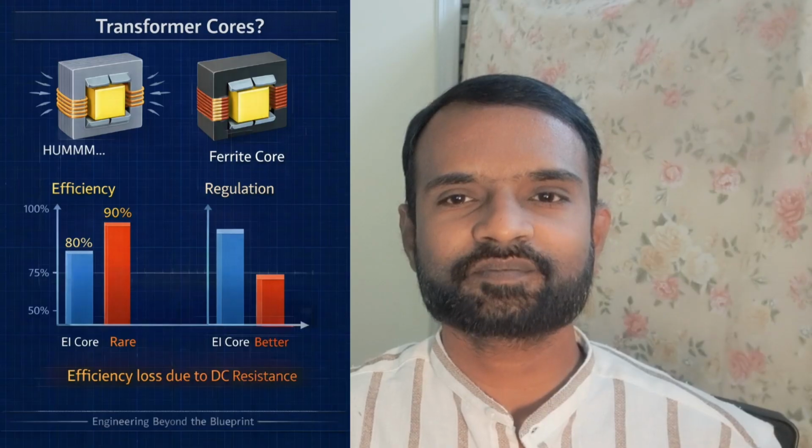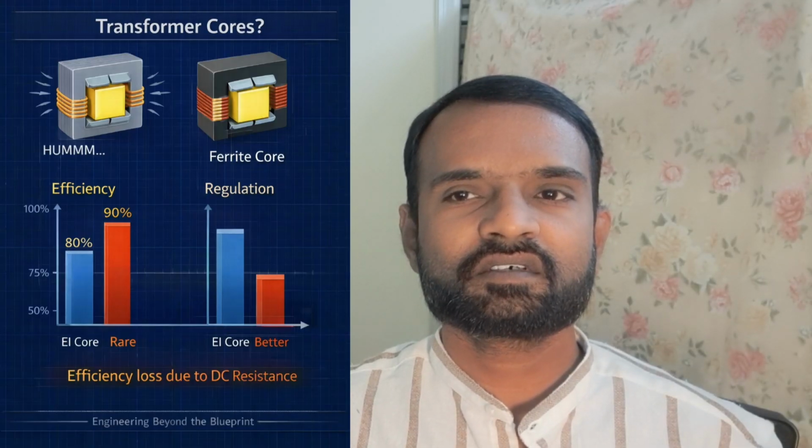Right. Next comes difference between iron core and ferrite core. Iron cores are used in lower frequency applications. It is something around between 50 to 60 Hz. Ferrite core is used in higher frequency applications and is mainly used in switched mode power supply.